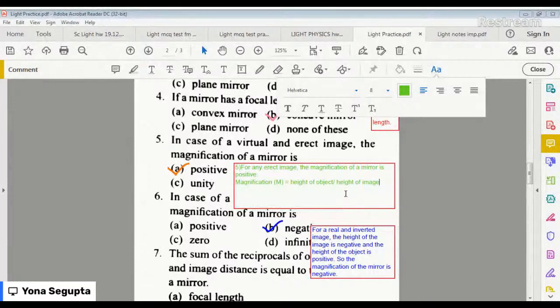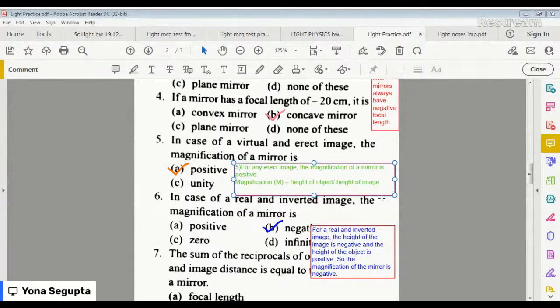Let me rub this. Yes, it's okay now. Okay, so for the image, the height of the image is negative, always negative, right? It is seen here. And the height of the object is positive. So we know positive and negative gives negative. So the magnification of the mirror is also negative.